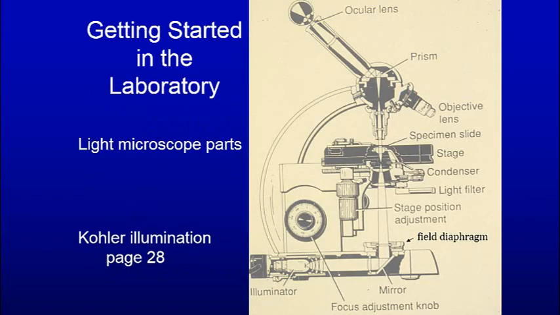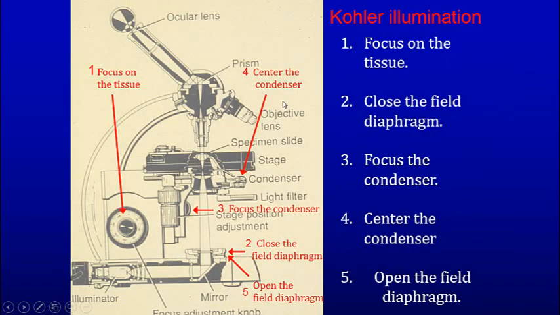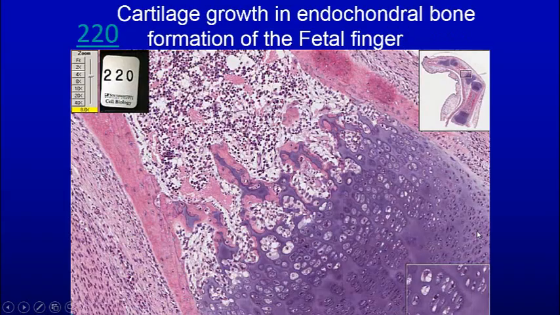Getting started with microscopy. One of the most important things about microscopy is color illumination, and there are basically a few steps associated with it. First, you put the specimen in there and focus on the tissue. Then you close the field diaphragm, and then you focus the condenser. Here are the knobs. Then you center the condenser, and then you open the field diaphragm. If you close it, you have to open it at the end, and that will give better color illumination. And then we can see a piece of tissue here.